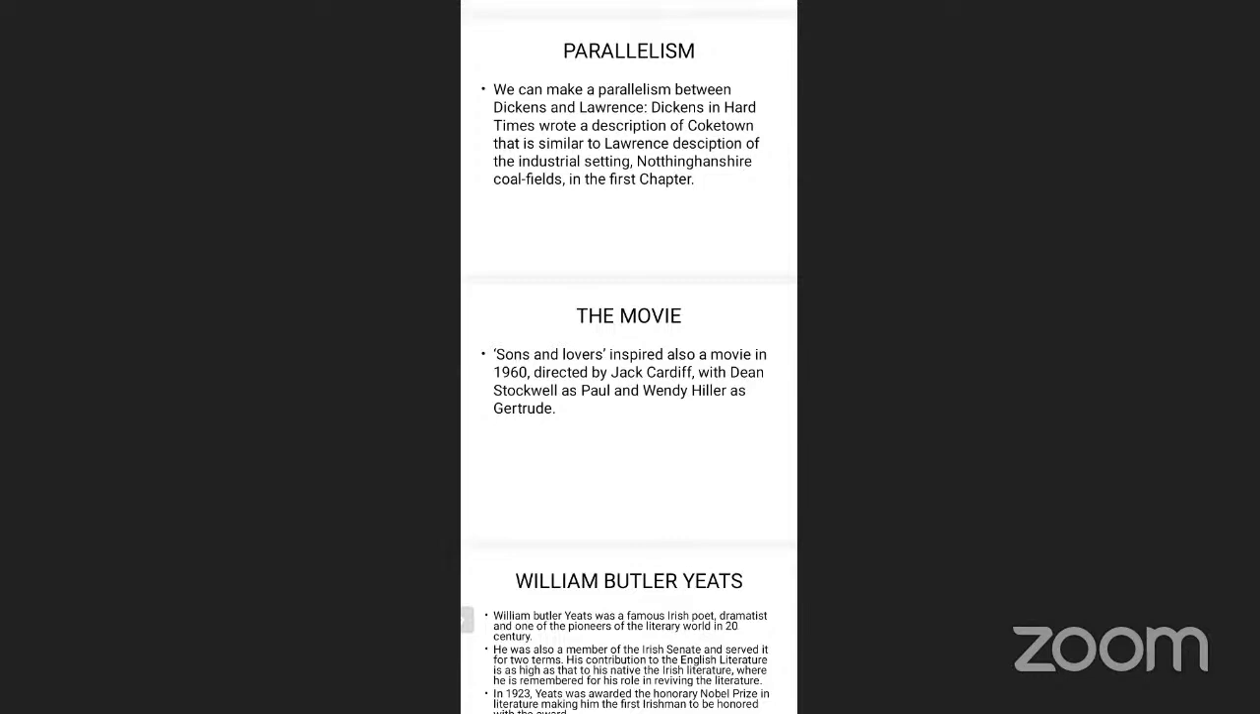So here, Dickens in Hard Times wrote a description of Coketown that is similar to Lawrence's description of the industrial setting, the Nottinghamshire coal fields, in the first chapter. Obviously there is a similarity. So if you have gone through that particular novel as well, you will find it. There is nothing more to describe.